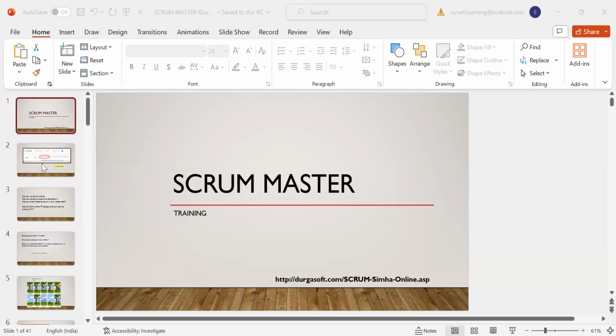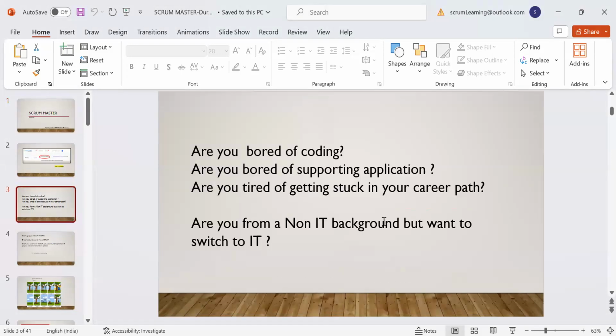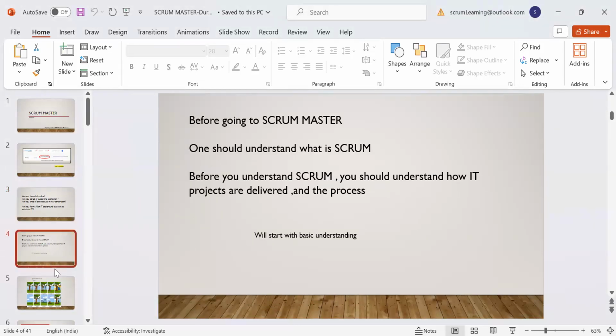So we were discussing who can become a Scrum Master. If you are bored of IT coding, if you are bored of supporting the application, or you are non-IT, anyone can actually do it. You can come into the Scrum Master role. We were discussing the Scrum Master, what a Scrum actually is, and what was in the picture before Scrum.